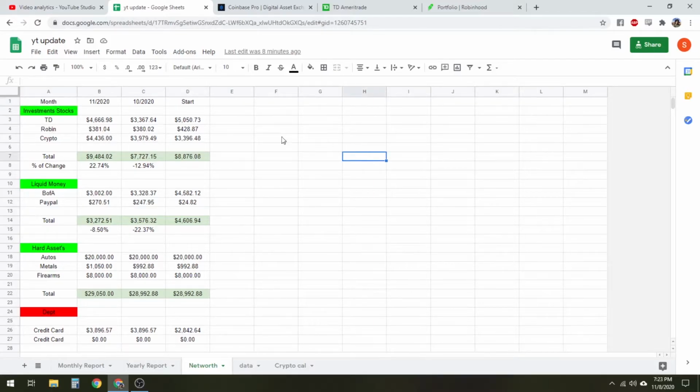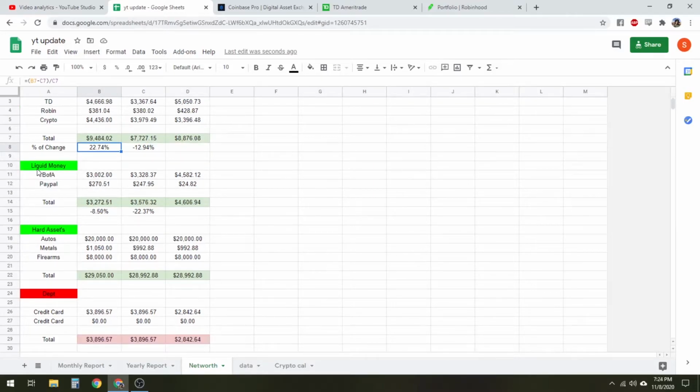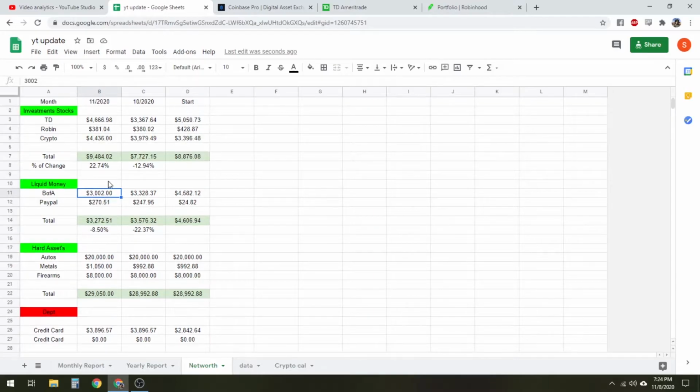But an easy way to understand this: this is the current month right here. This is last month. You can see the percent of change in between the 2 months, all 3 accounts. And then we have liquid money. This is going to be like Bank of America and PayPal. So that's how much money I had in my bank account at the beginning of this month. As you can see, it's now the 8th. So that number's a little lower, but you know what? I'm putting most of my money up in my stocks.